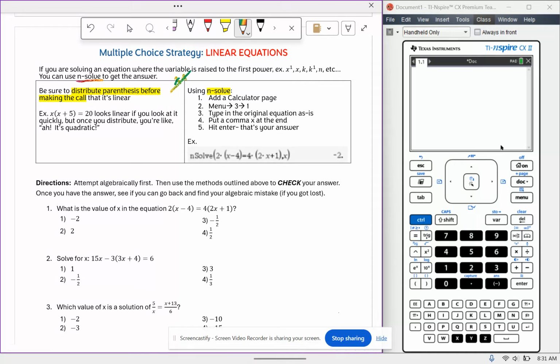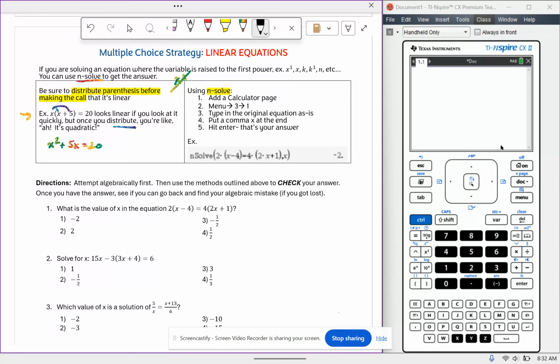Be sure to distribute parentheses before making the call that it's linear. For example, x times x plus 5 equals 20 looks linear if you look at it quickly, but once you distribute, it's quadratic, right? So I would have x squared plus 5x equals 20, then I would get it in standard form set equal to 0 and solve. So that's what I mean by distribute before you make the call whether it's linear or not.